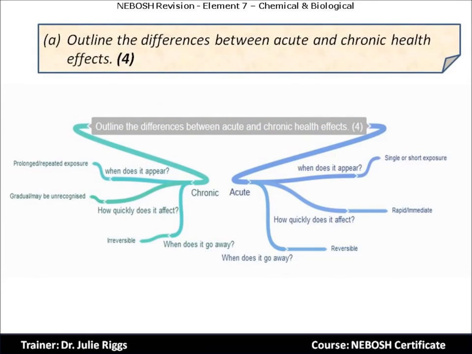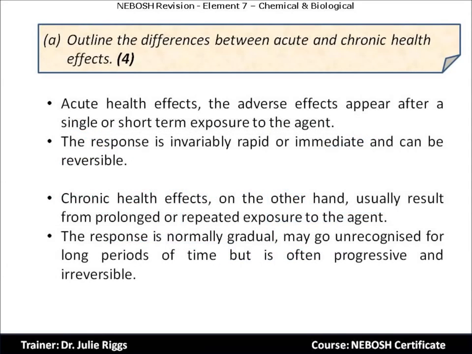You may also find that before you start the question, doing a little mind map may help you. In this case, you can see that I've divided the mind map into acute and chronic, and I've asked myself some key questions. When does the effect appear? How quickly does it affect a person? When does it go away? And clearly you can see that I've already started to note some differences between acute and chronic. So let's have a look at one of the answers.